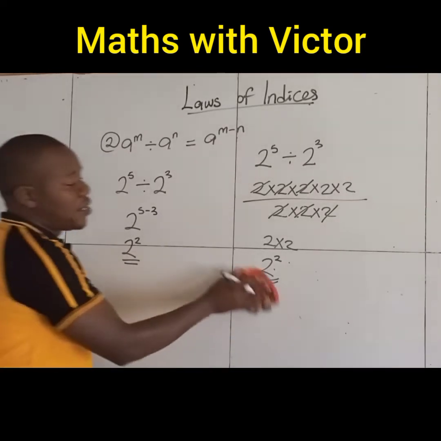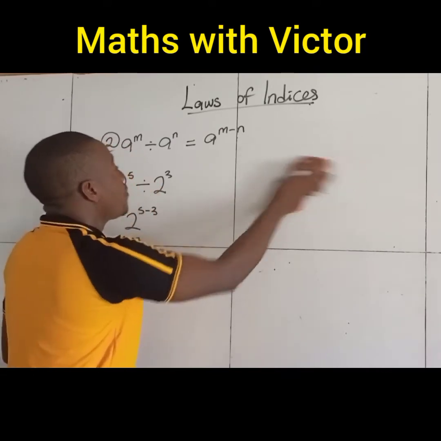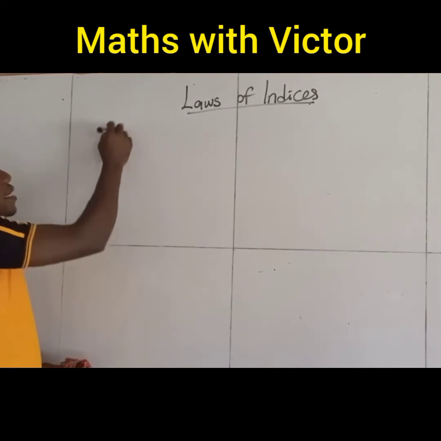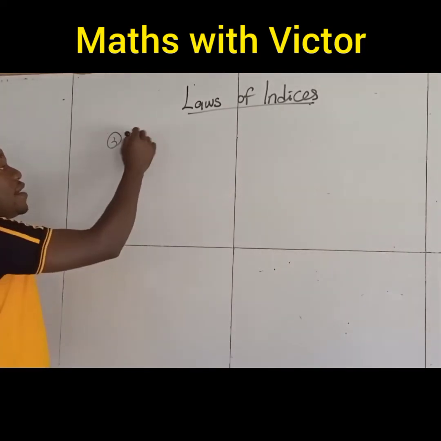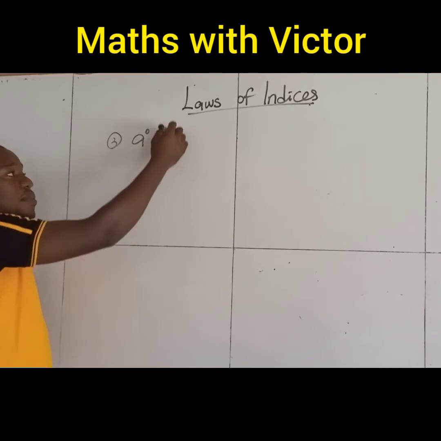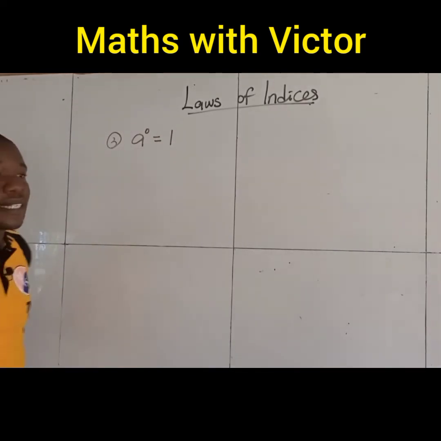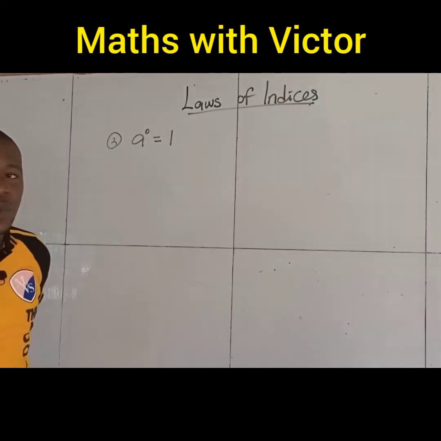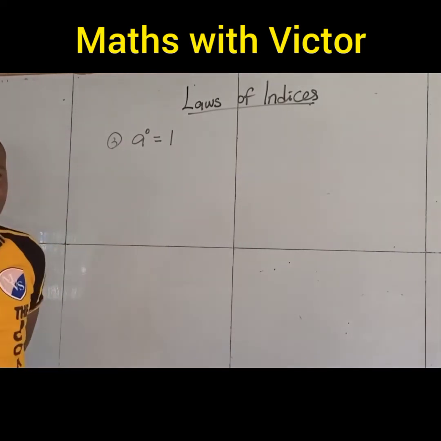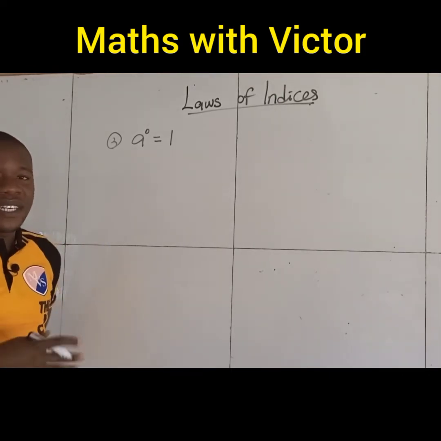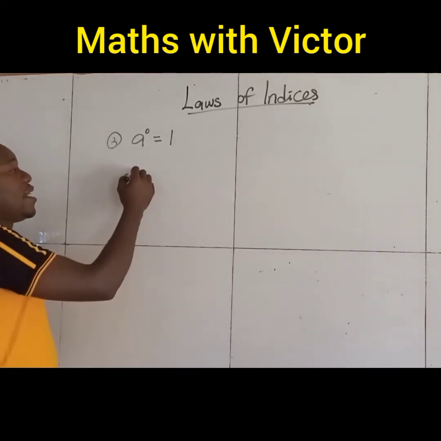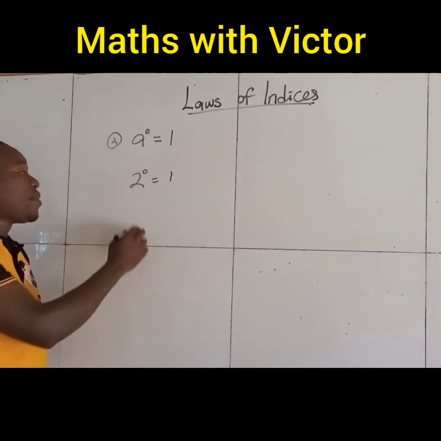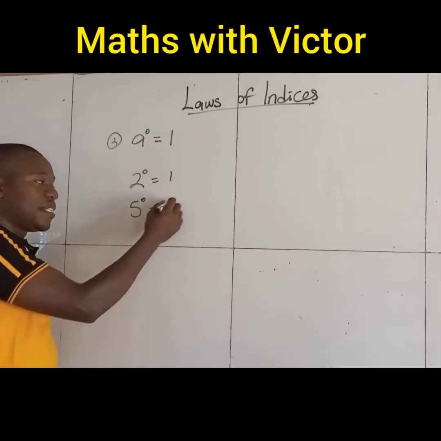I will run through the third law of indices. The third law of indices, what we call the zero powers. If I have a raised to the power 0 is equal to 1, this law simply says that anything raised to the power 0 gives you 1. It doesn't matter what the quantity is, what the number is, as long as the power is 0, the result is 1. For instance, if I have 2 raised to the power 0, the answer is 1, as long as the power is 0. If I have 5 raised to the power 0, the answer is 1.